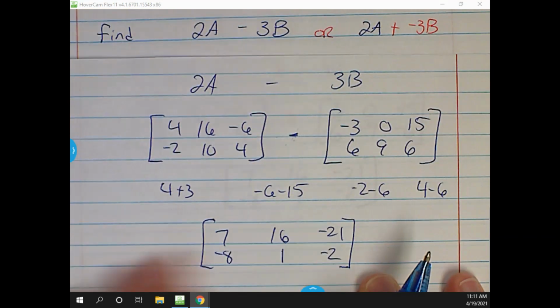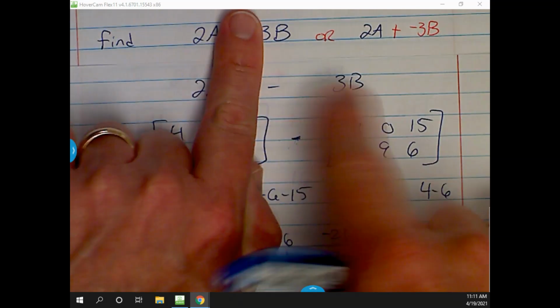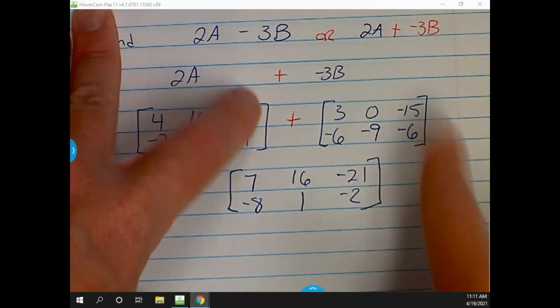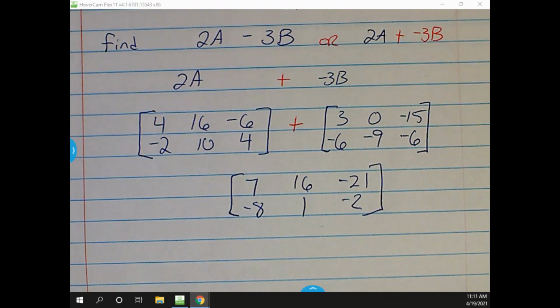Some people like doing it this way because they're like, okay, that makes sense because I'm doing 3 times B and I'm doing 2 times A. And then some people go, well, can we just do the distributive property with a negative 3? If you do that, just remember that makes that a plus sign in the middle. It just depends on which way you want to look at it, but either way is fine.